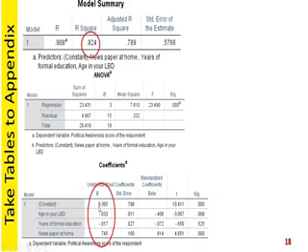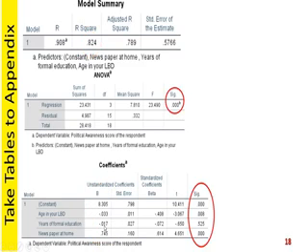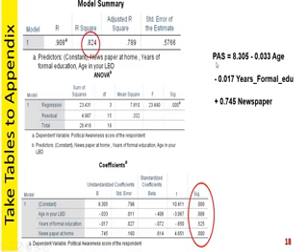Anyways, this actually gives us the equation. So this is the intercept 8.305, and for age the coefficient is minus 0.33, years of formal education minus 0.017, and 0.745 for newspaper at home. So accordingly we get this equation. PAS is the political awareness score, and these are the equation.